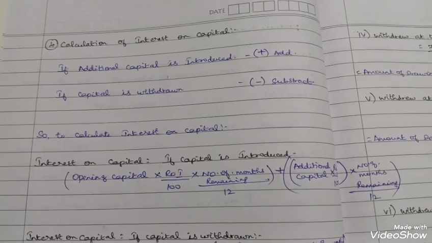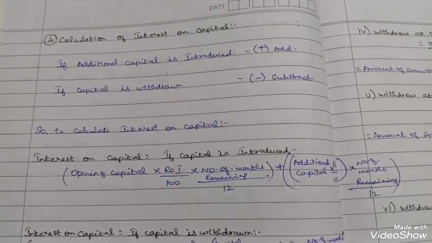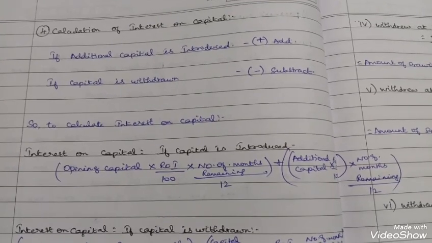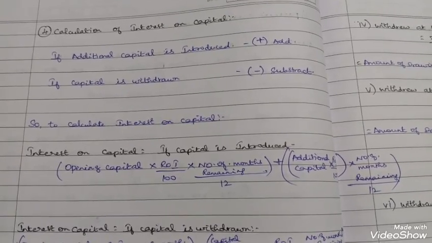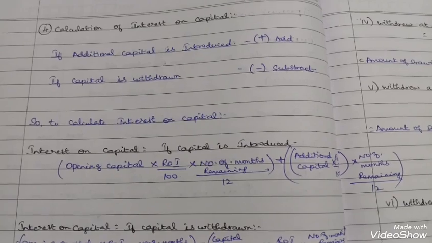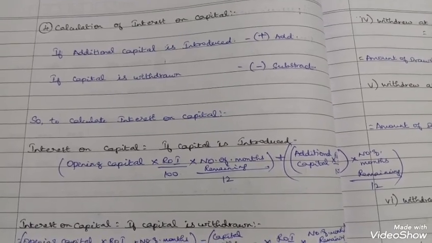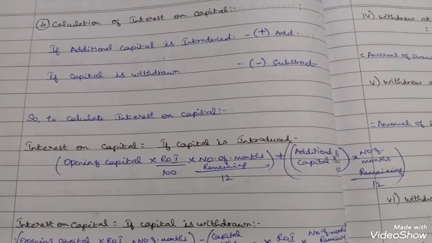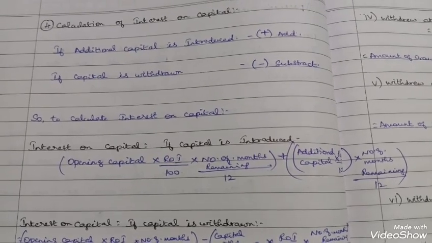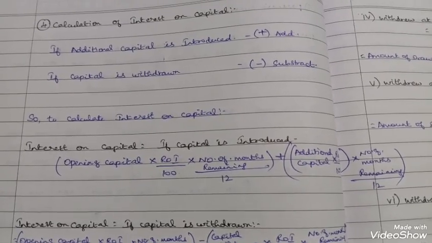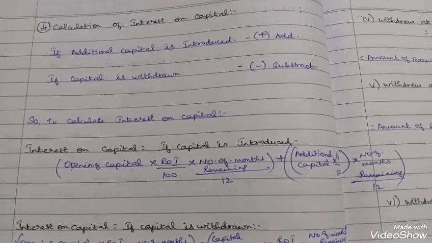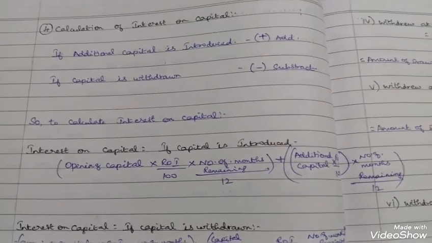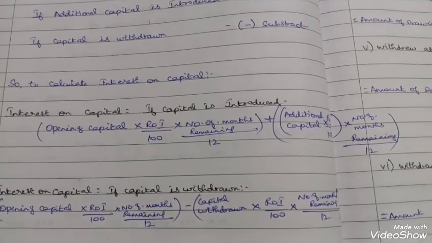The next topic is the calculation of interest on capital. In the calculation of interest on capital, if they are asking in the question to calculate interest on capital, and they are telling that this partner has withdrawn and this partner has introduced additional capital, just remember these symbols. If a partner has introduced additional capital, you remember the plus symbol, and if a partner has withdrawn the capital, you remember the minus symbol. So the formula will be like this only.